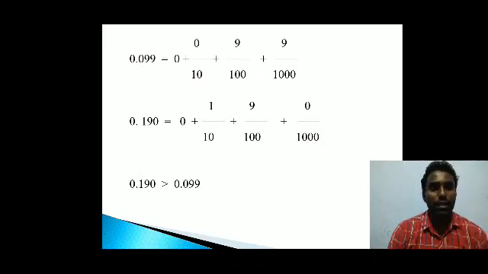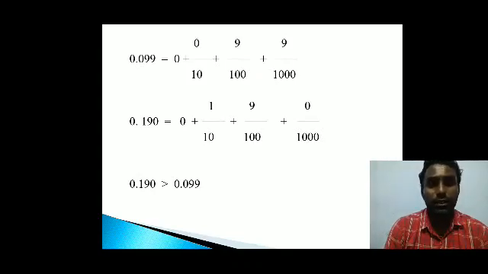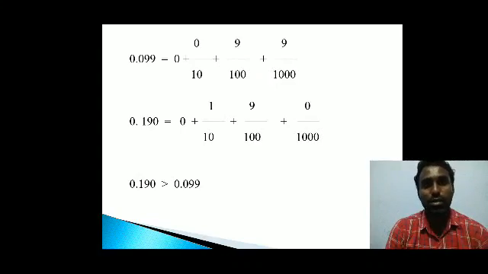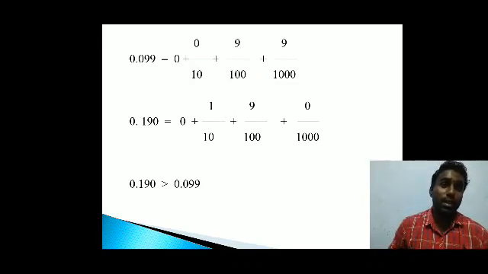Now just compare the whole part, 10th part, 100th part, 1000th part. If the whole part is equal, we have to look at the 10th digits. If the 10th digit is also equal, we have to look at the 100th digit. If the 100th place is also equal, we have to look at the 1000th place. Now look at the whole number part: 0, and here also 0. Next the 10th digit: 0 here, 1 here. So here itself we can identify, right? Because 0 is less than 1. So 1 is greater than 0, right?